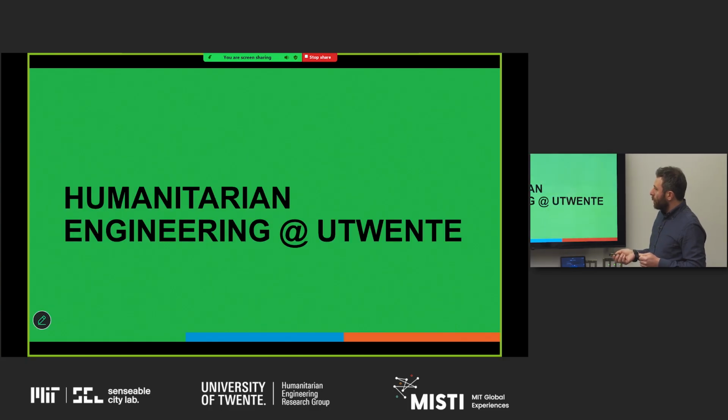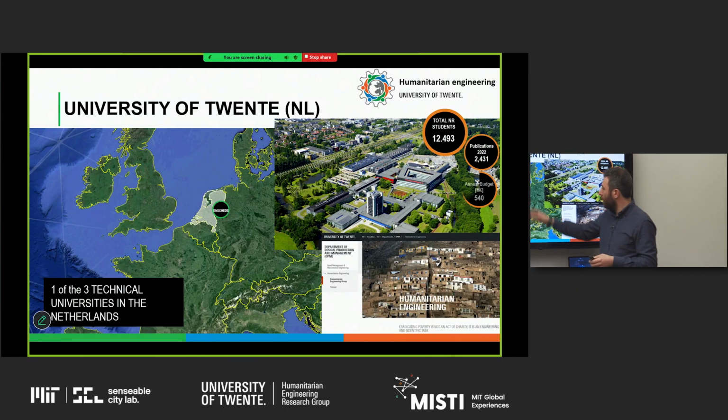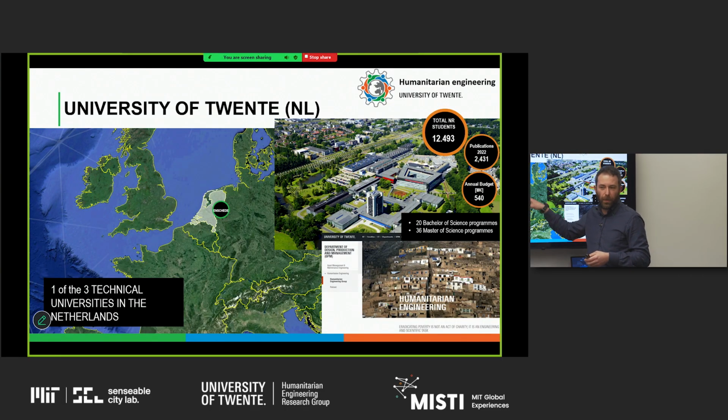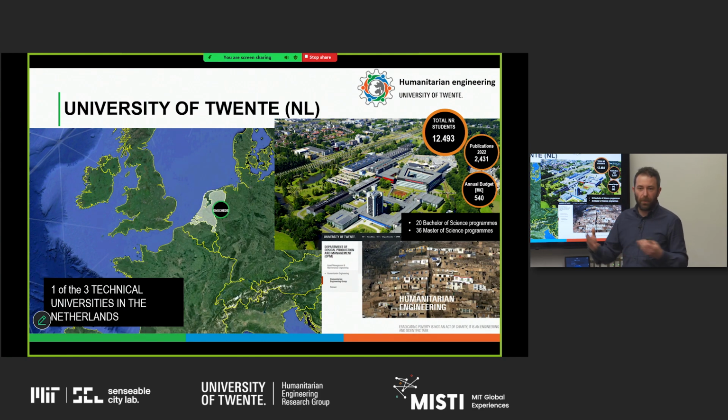Good. Let me tell you a bit about humanitarian engineering in Twente. And first of all, what is exactly Twente? Twente is a region in the Netherlands. I believe you know more or less where the Netherlands is in Europe, right? It's a really small country compared to the US, extremely small actually, and also compared to Italy. We come from the University of Twente, one of the 3 technical universities in the country. It's a really small country, but with many universities.